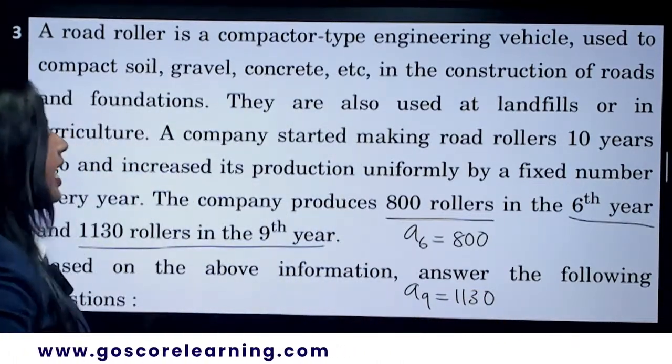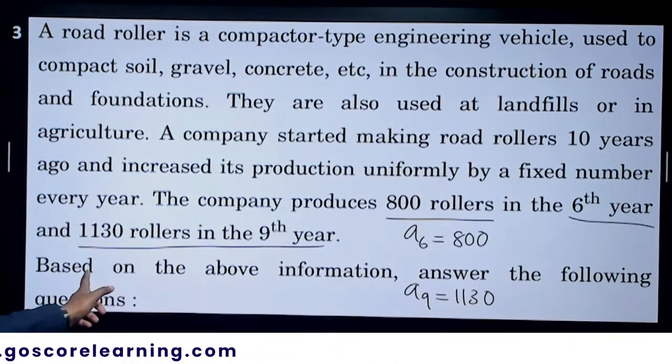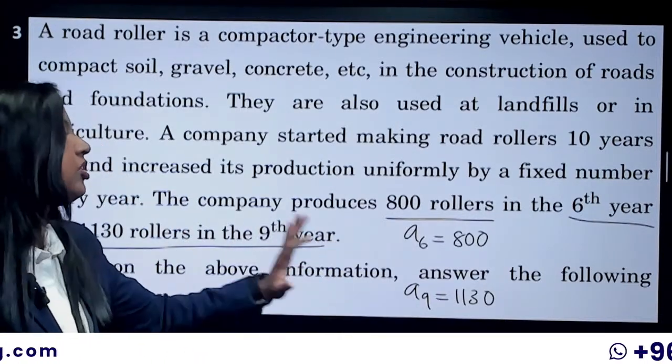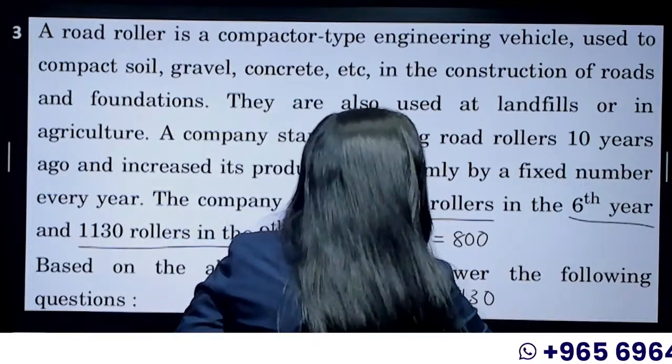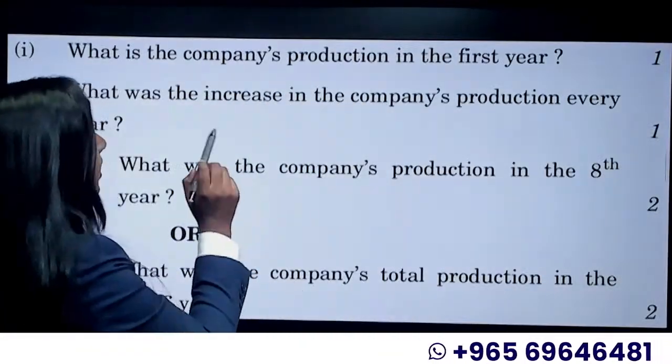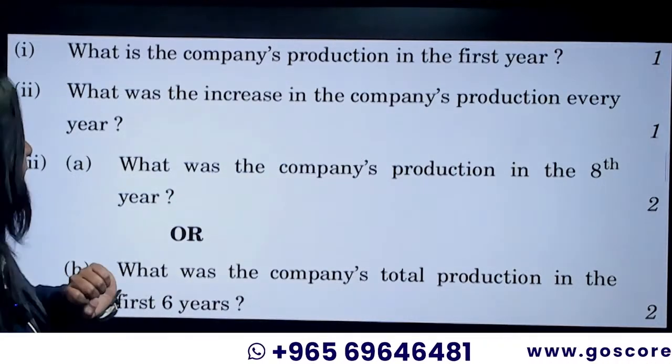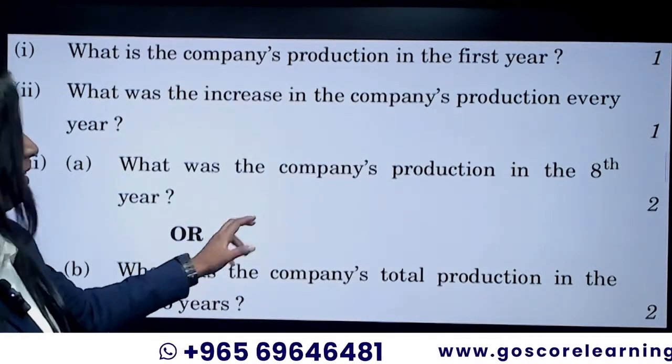Okay, so we got A6 and A9 from the paragraph, the whole paragraph. These were the only things we need. Okay, so A6 is equal to, okay, and these are the questions. So 2, 4, 6 marks. Okay, not 6 marks actually. This is an odd question.